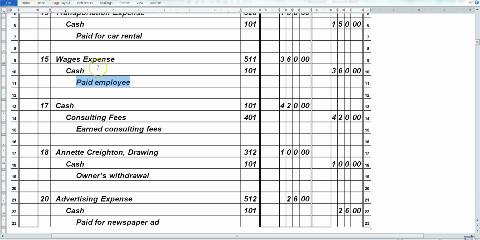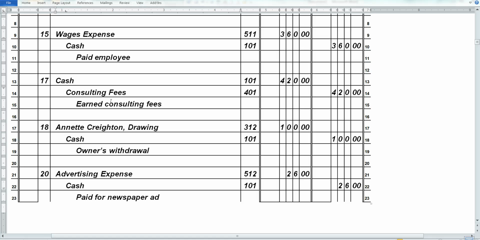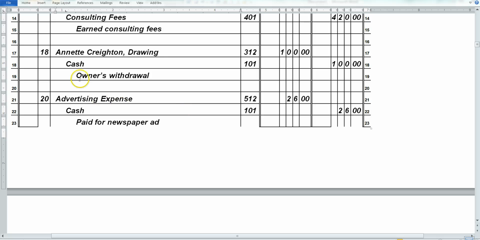Wages expense, our employees like getting paid. So January 15th, paid part-time worker, $360. People like getting paid in cash, $360. Received cash for services rendered, more consulting fees, but this time cash. Cash, earned consulting fees. Now, the owner would like to have a little extra money. So we have the drawing account, $100, owner's withdrawal.